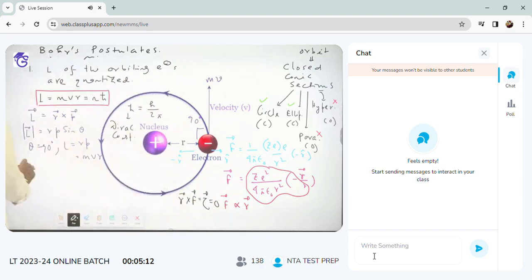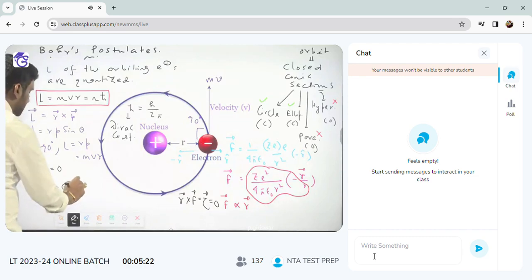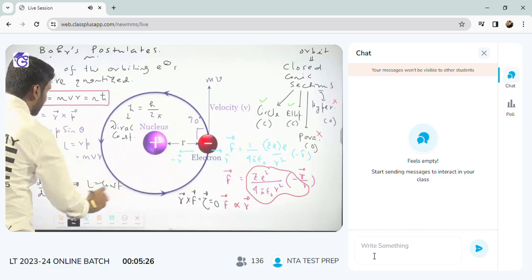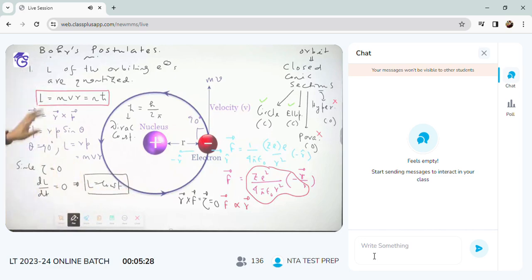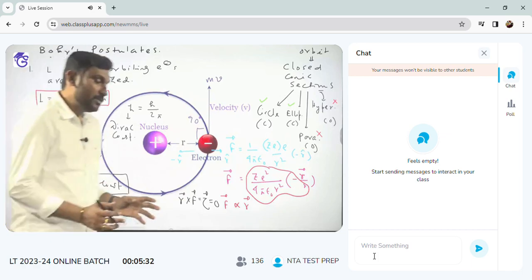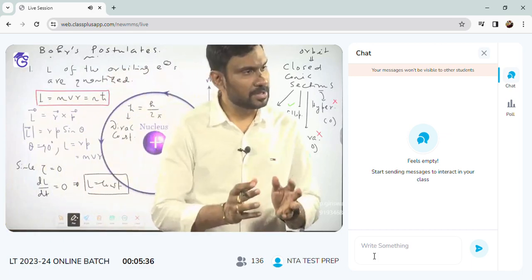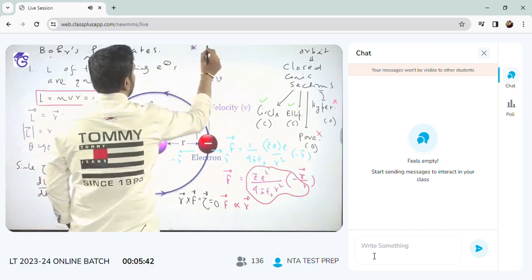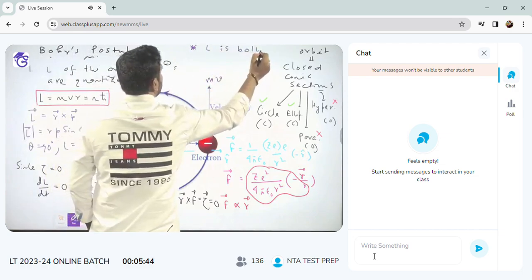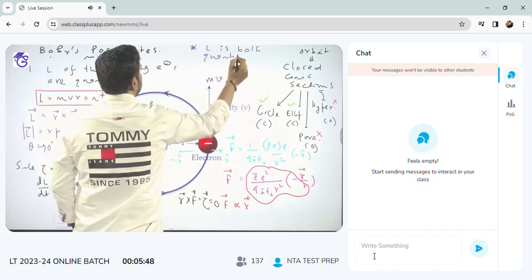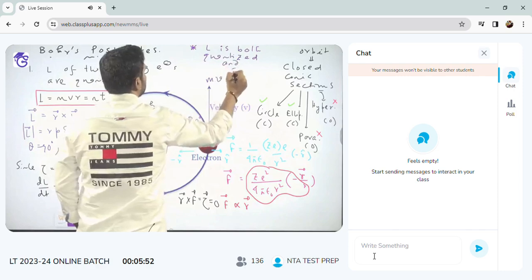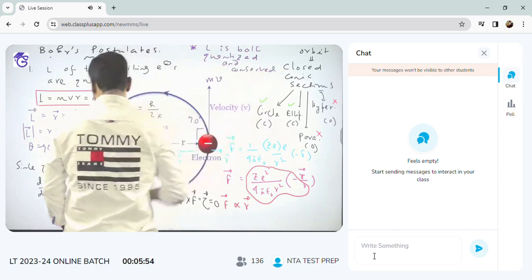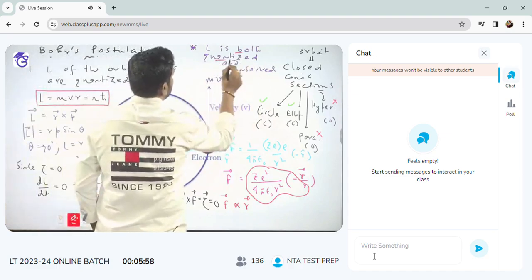Since torque is equal to 0, and torque is the rate of change in angular momentum, that is also equal to 0. If the rate of change in angular momentum is equal to 0, angular momentum is constant. So in a Bohr orbit, when the electrons are orbiting, angular momentum is not only quantized, but it is also conserved. So the point I need to write over here is: L is both quantized as well as conserved.